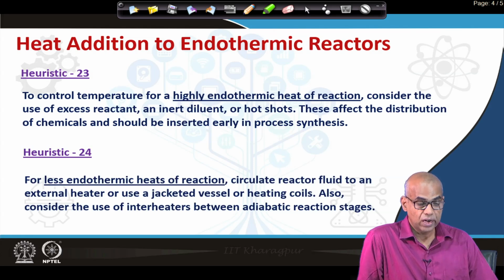Heuristic 24, for less endothermic heats of reaction, circulate reactor fluid to an external heater or use a jacketed vessel or heating coils. Also consider the use of interheaters between adiabatic reaction stages. So, the management of heat removal from exothermic reactor and heat addition to endothermic reactors are very much similar. So, there we use cold shots, we can use hot shots here. There we are using cooling coil, here we can use heating coils.